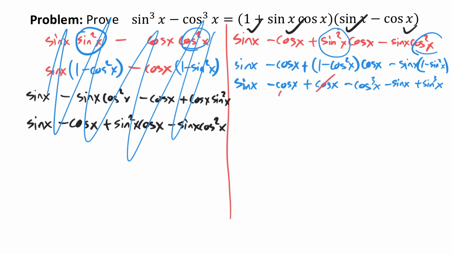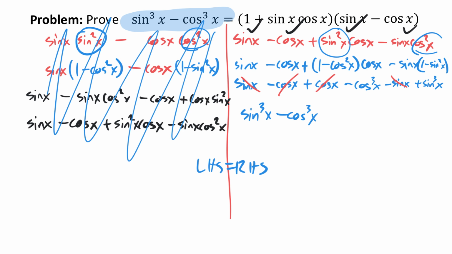Now this cos cancels with this negative cos. This minus sign cancels with this positive sign. And all we have left is sine cubed x minus cos cubed x. And now this equals what we had at the very beginning. And so, yeah, we could say again, left-hand side equals right-hand side. So you can almost see two methods here, right? Method 1 that I did was where I worked a little on the left and a little on the right. In method 2, I was able to work completely on the right-hand side, just expanding and then using identities. And eventually I got the sine cubed and the cos cubed.